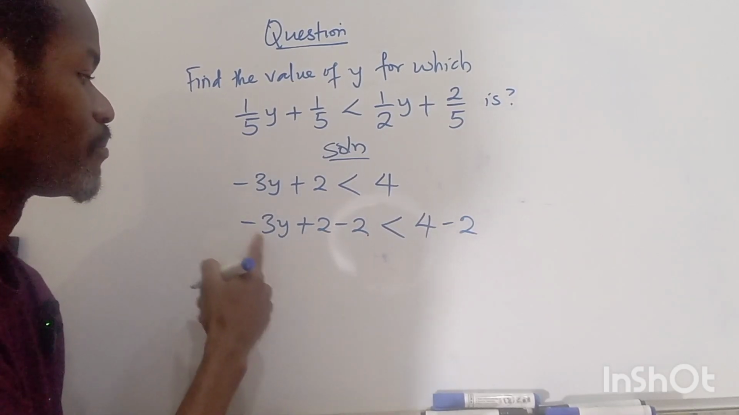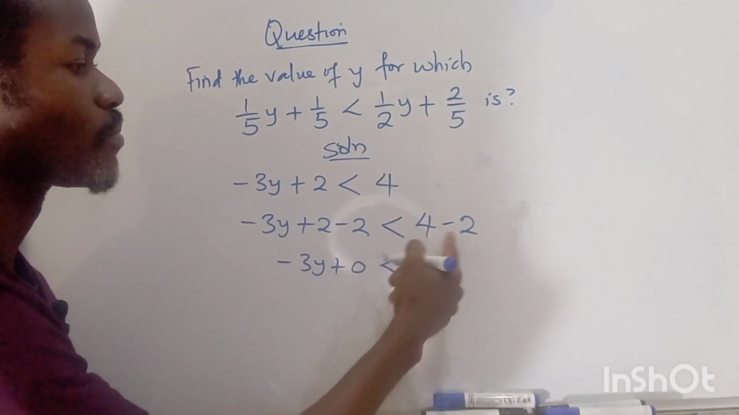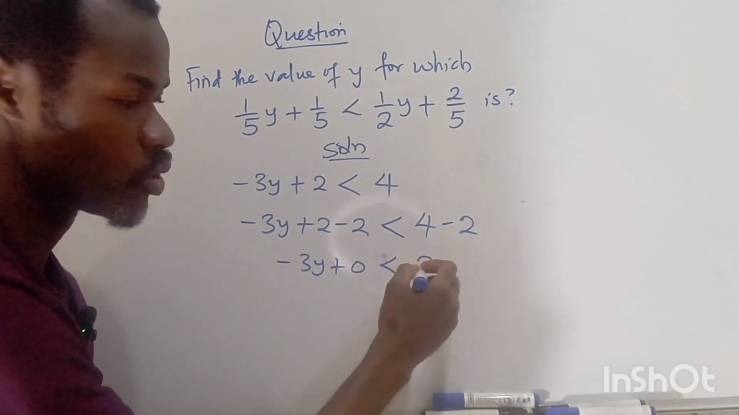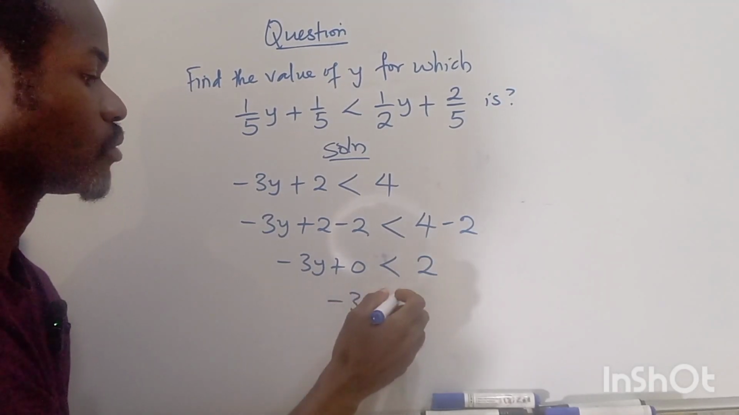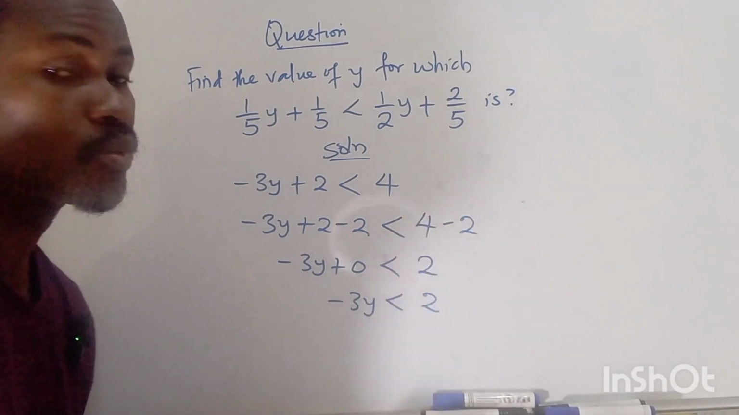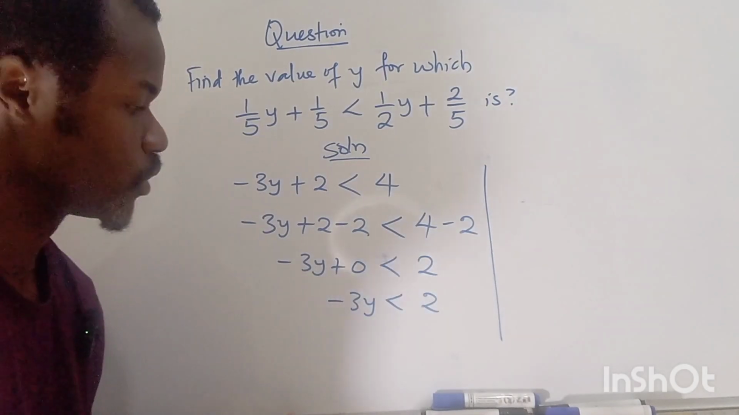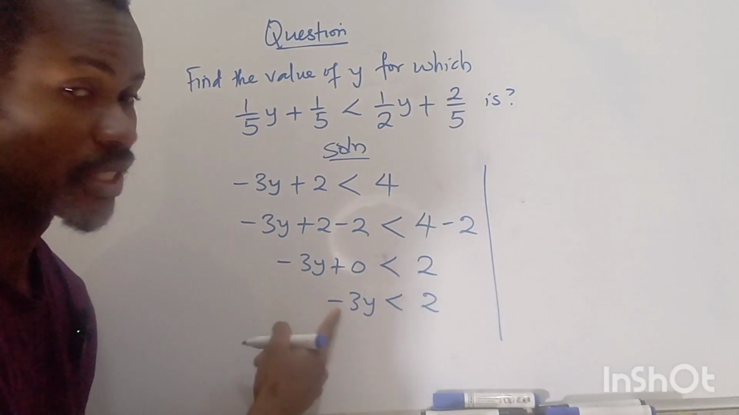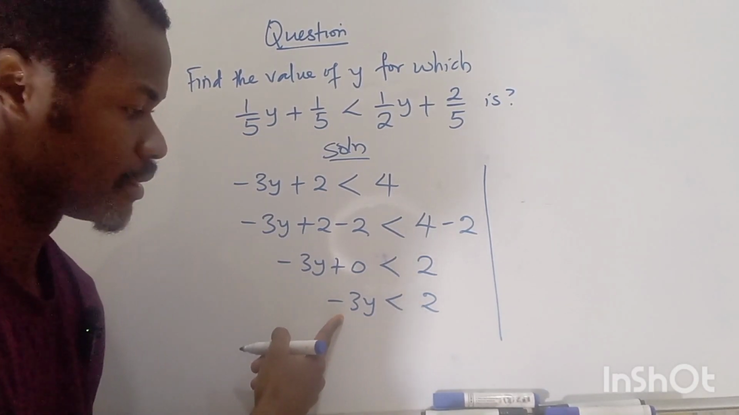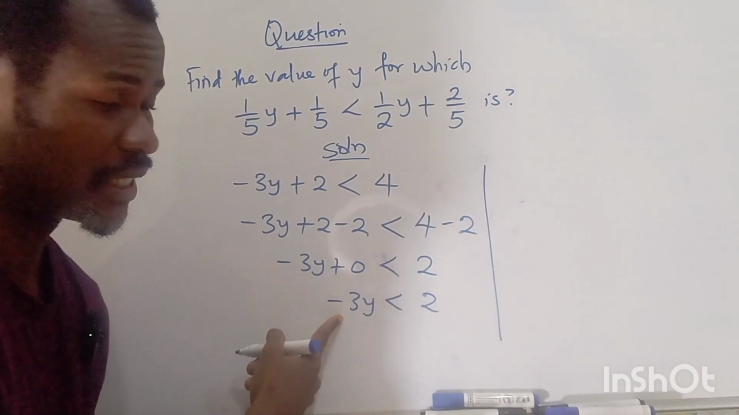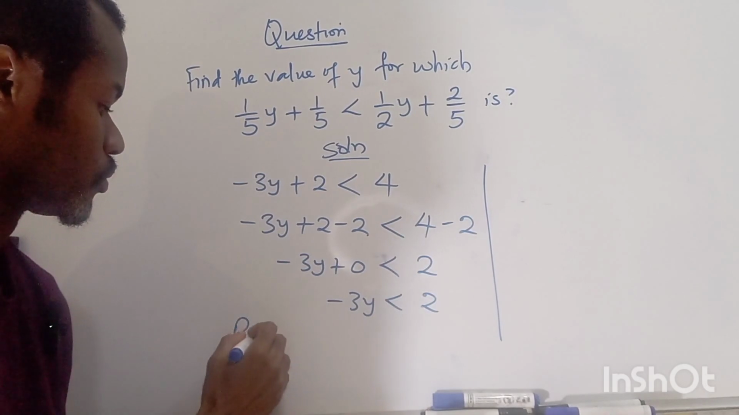So this is 0, so we have minus 3y plus 0 is less than 4 minus 2, which is 2. So minus 3y plus 0 is still minus 3y, which is less than 2. Now at this point we are going to divide both sides by the coefficient of y, which is minus 3. And when you do that, because we're dividing by minus 3, the sign is going to change. That is the rule.